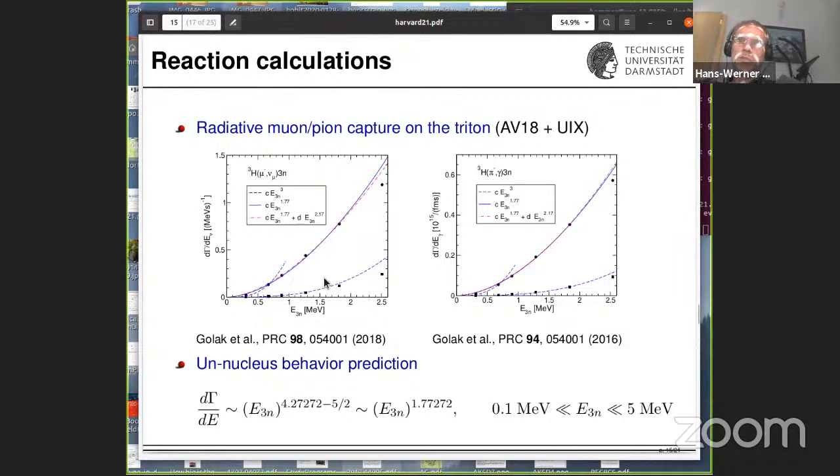In this other reaction, here it's for muon capture. Here we have pion capture. Pion is a little bit heavier than the muon, so the energy scale of this reaction is a little bit larger.